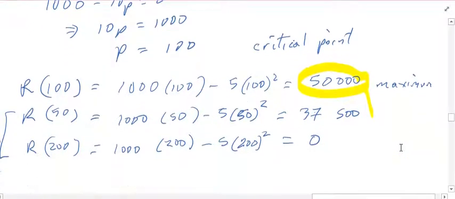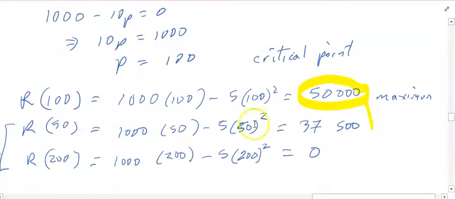So that ensures, after we check the endpoints, that 50,000 is the maximum that we can get.